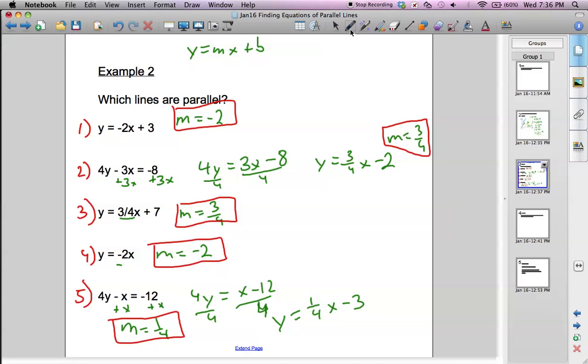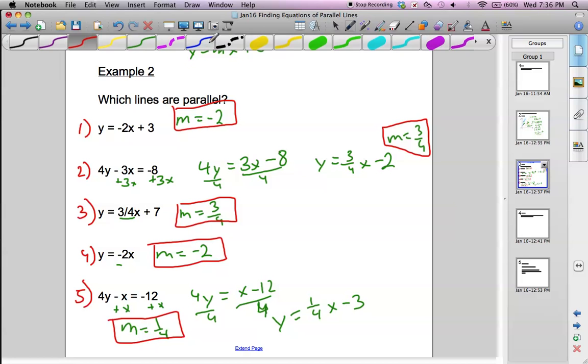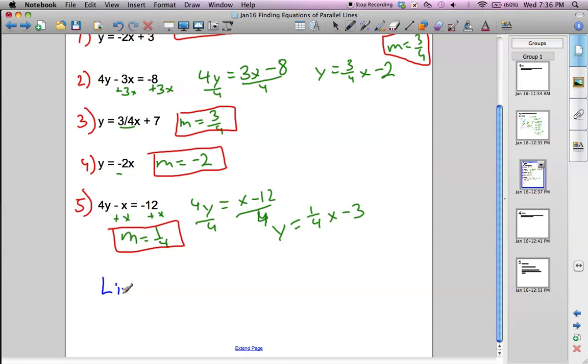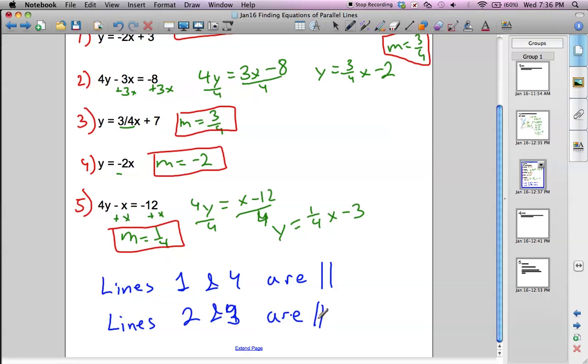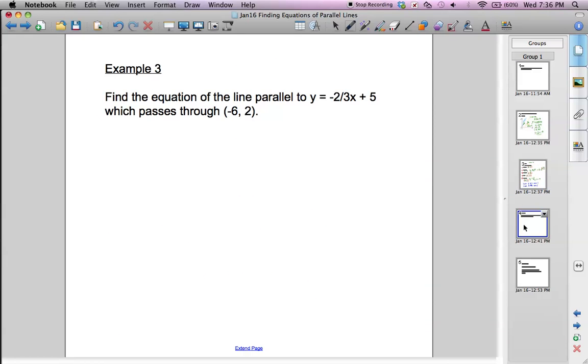Okay, so if we want to look at the parallel lines, we can say lines 1 and 4 are parallel, and lines 2 and 3 are parallel. That's the parallel line symbol. Okay, let's take a look at another example.